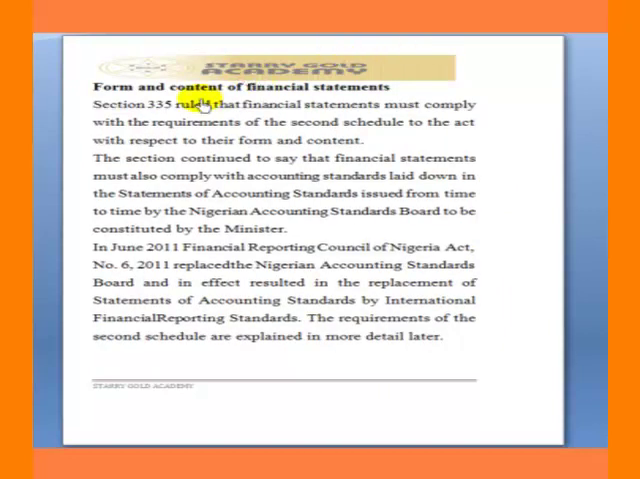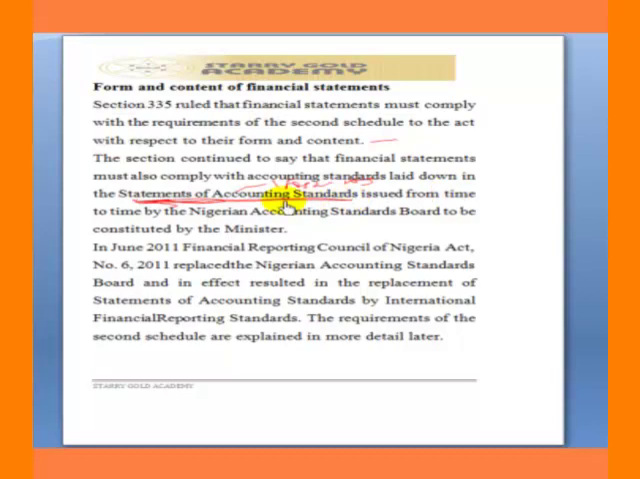Now, Section 335 of CAMA says that financial statements must comply with the requirement of the second schedule to the Act with respect to their forms and content. This section continues to say that financial statements must also comply with accounting standards laid down in the Statement of Accounting Standard, SAS. You discover that this SAS is no more in practice, but CAMA is still referring to it. What we are now using instead of SAS is IFRS and IAS.